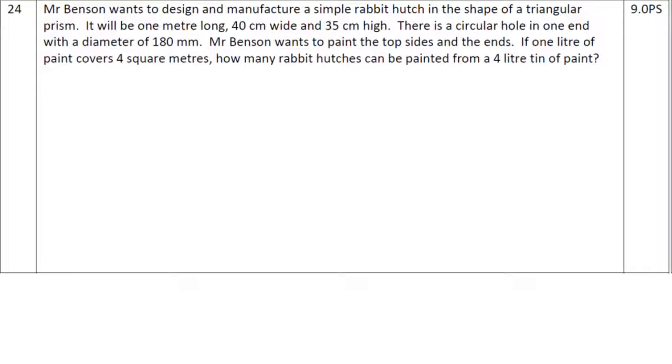Okay, last question. I want to design a rabbit hutch, so it's a triangular prism. We've got some dimensions and some information about it. And if I'm painting it, I want to paint the top, sides and the ends. Now, this means we care about area. So we've got to, let's draw a diagram first, and then we'll think about what the implications are of the area. So we've got a triangular prism.